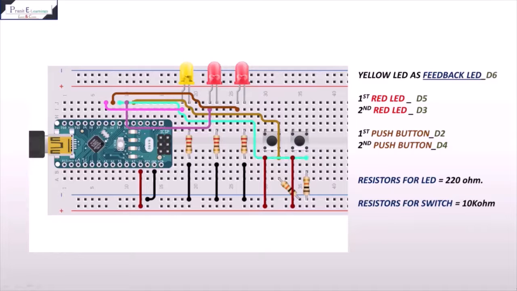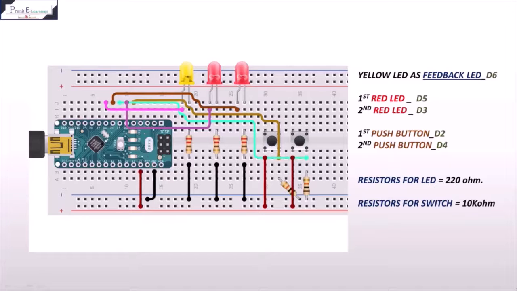The circuit connection is quite simple. You can see yellow LED is being used as feedback LED, which is connected to digital pin 6 of the Arduino. I will tell you how it is being used as feedback LED while writing the code and while showing the output. You can see there are two red LEDs which are connected to digital pin 5 and digital pin 3 of the Arduino. There are two input push buttons which is been connected to digital pin 2 and digital pin 4 of the Arduino. The resistors which are being used for LED, that are current limiting resistor.